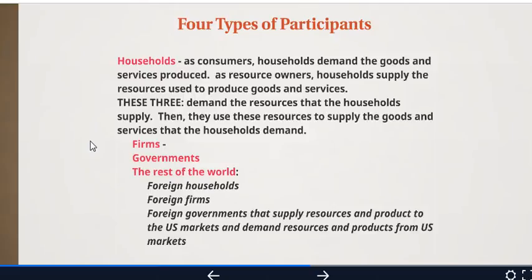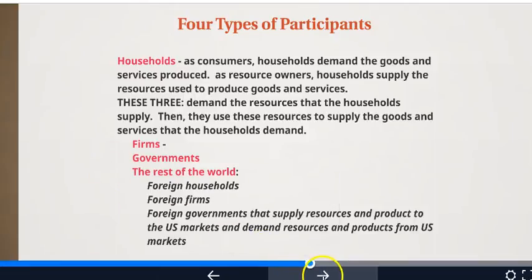So we have firms, governments, and the rest of the world. They are foreign households, foreign firms, foreign governments that supply resources and products to the U.S. markets and demand resources and products from the U.S. markets. We'll get into this again in just a second.